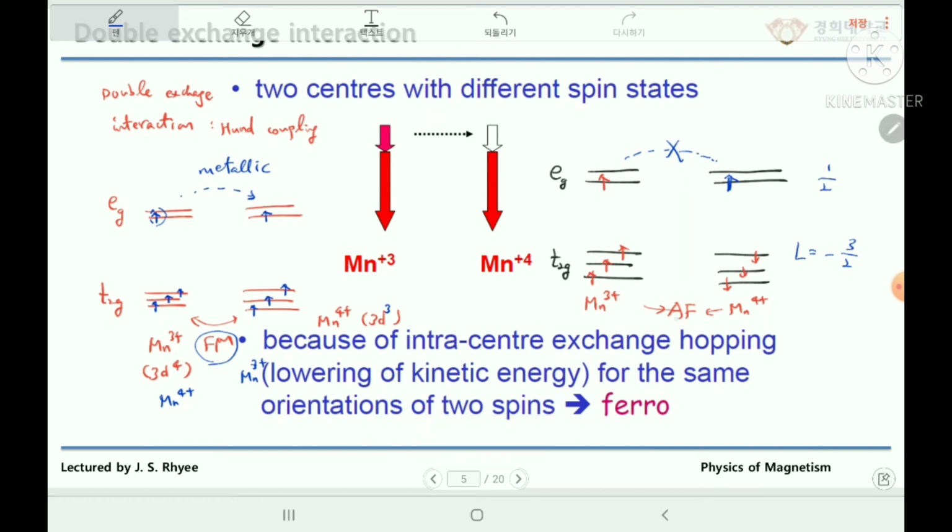And in the case of antiferromagnetic interaction, it is insulating because the transport is prohibited, since it violates the Hund coupling, which increases the energy. Therefore it becomes an insulator. Therefore, in the double exchange interaction case, the characteristic is the ferromagnetic metal, and the antiferromagnetic insulator is a result of the double exchange interaction.